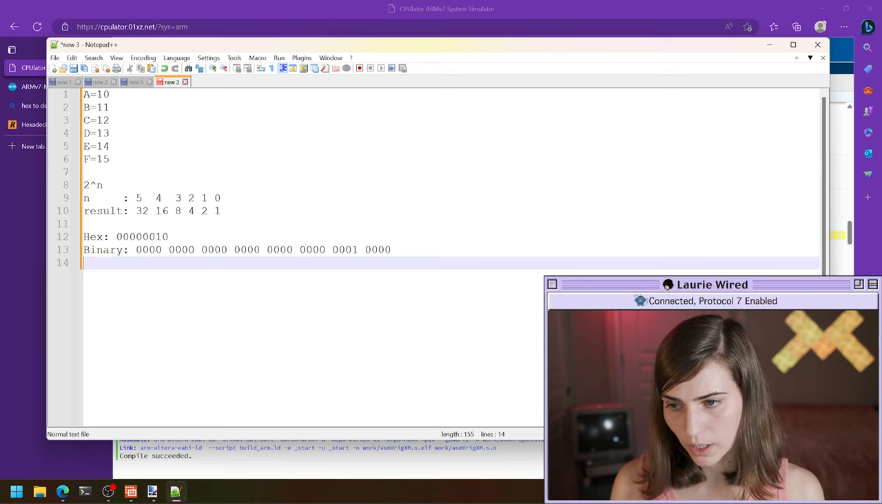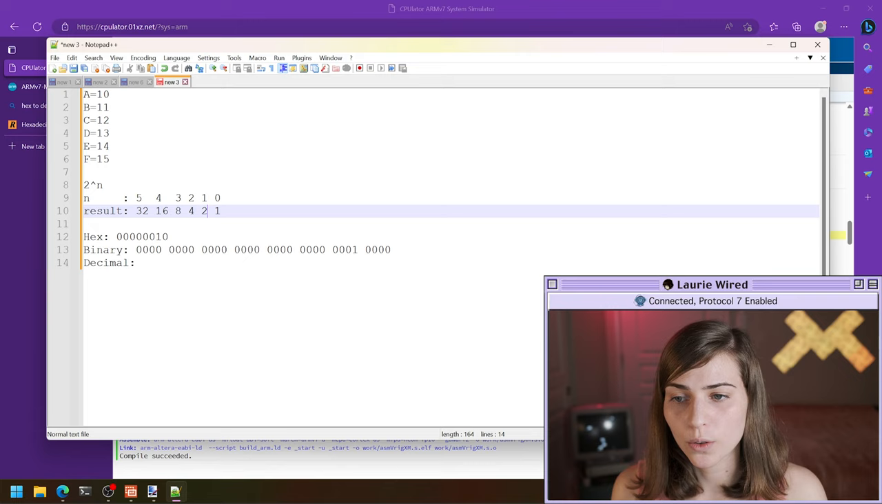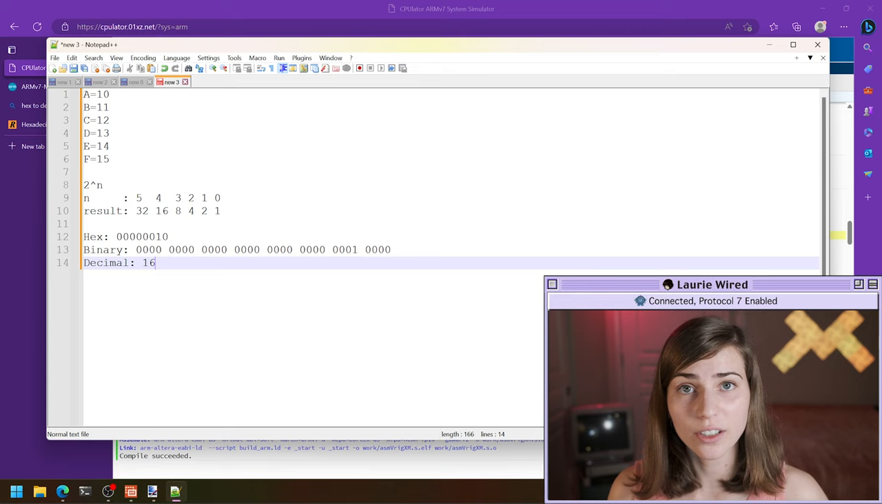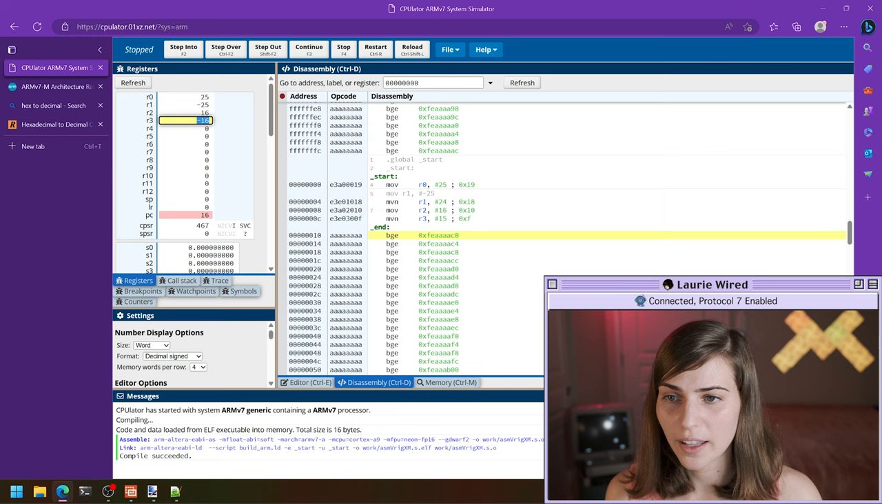And if we wanted to convert this over to decimal, this one's nice and simple for us. We don't have any right here, so we skip the 1, 2, 4, 8. But we do have a 1 right here, so 2 to the power of 4 is going to be 16. So that's our number right here in decimal. And then if we want to double check, when you go back to CPUlator, we can represent this in decimal. And then there's our 16 right there.